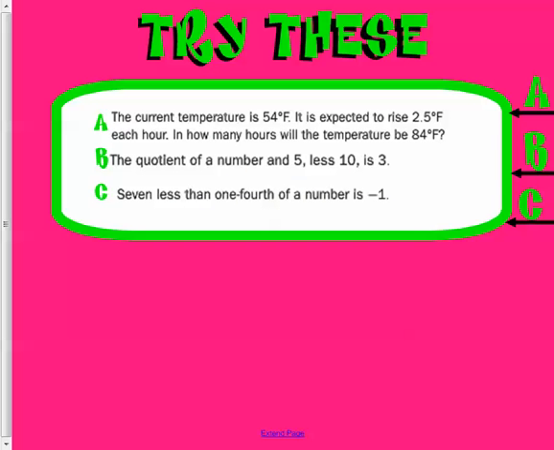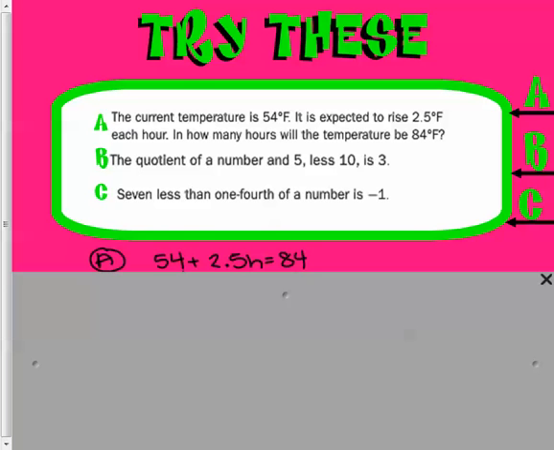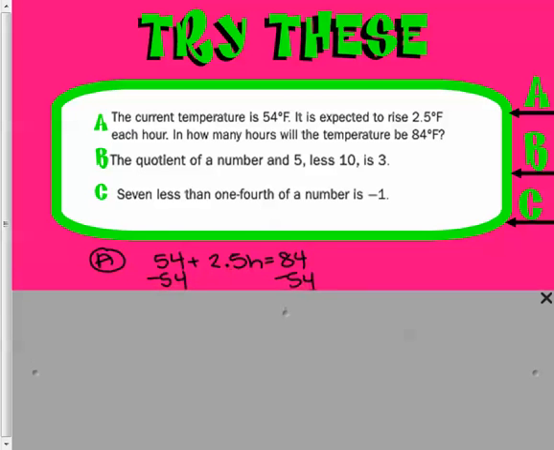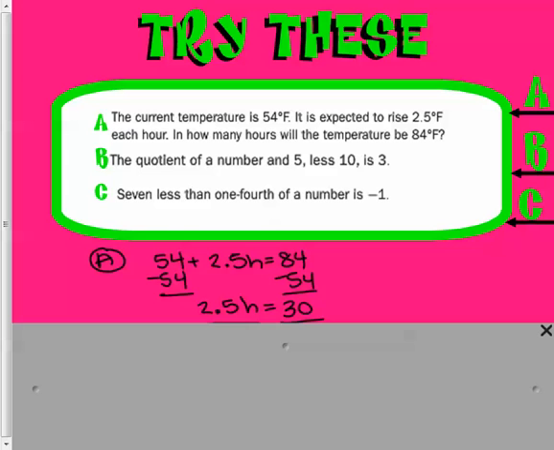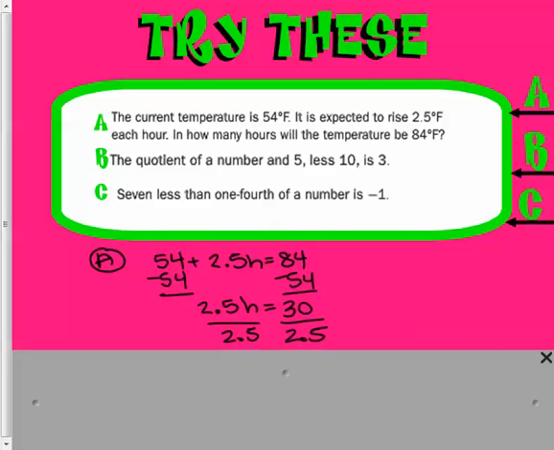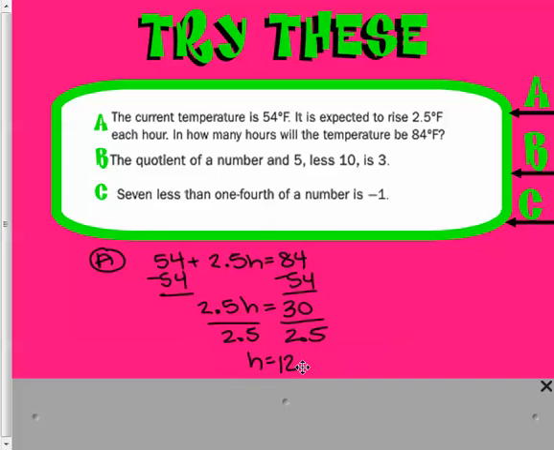Okay, go ahead and try these, and I'll be back in just a second to show you what I did. Okay, grab your red pen. For A, we write the equation. It starts at 54 degrees. The temperature is rising 2.5 per hour, and the final temperature is 84 degrees. So take the 54 away, and we know that we have to rise 30 degrees. Divide by 2.5, and you get 12 total. And let's label it with our hours.